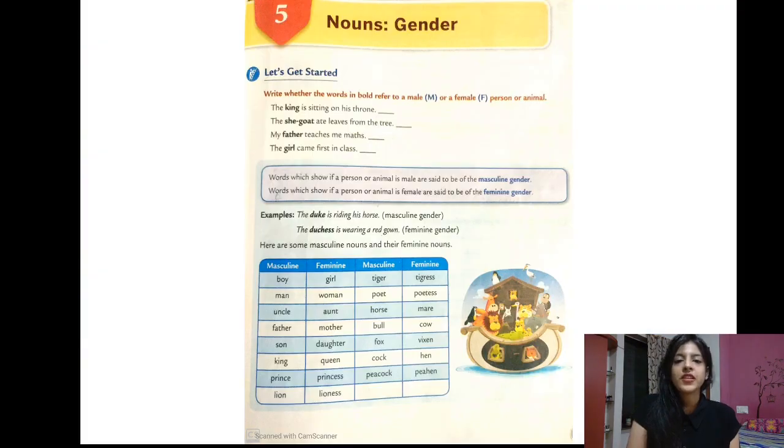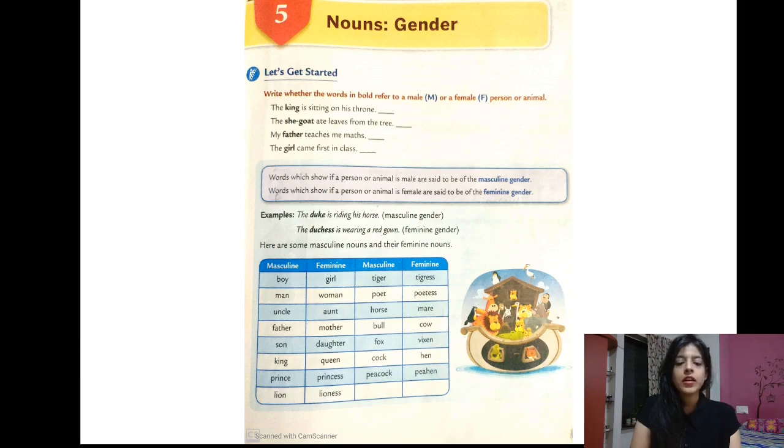So now we have finished the explanation of noun gender, and let's solve some exercises from your workbook. Let's get started. Write whether the words in bold refer to a male or a female person or animal. So the king. A king is a man. So it will be M. The she-goat ate leaves from the tree. She-goat is a female. So it will be F because it is a female goat.